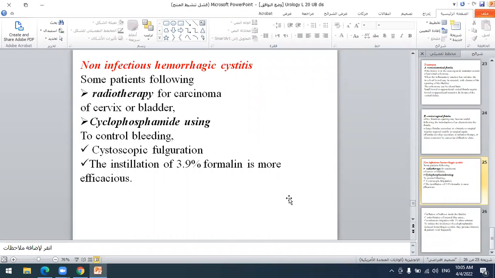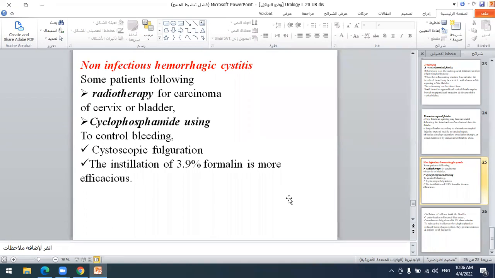Sometimes patients come with hemorrhage, continuous bladder bleeding, maybe due to radiotherapy of carcinoma or cyclophosphamide. To control bleeding, inside the bladder, find the site of bleeding, catheterize it or fulgurate it, so as to stop the bleeding.